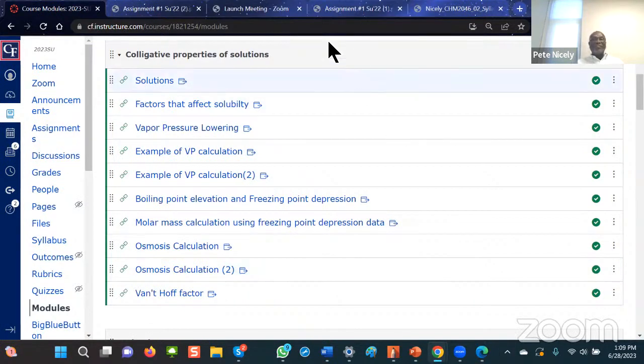Let me see, somebody has a question. Where do we upload the syllabus acknowledgement? There is a Dropbox available for you to do that. You go to assignments, and you should be able to identify the Dropbox, and then you can upload your syllabus acknowledgement there.